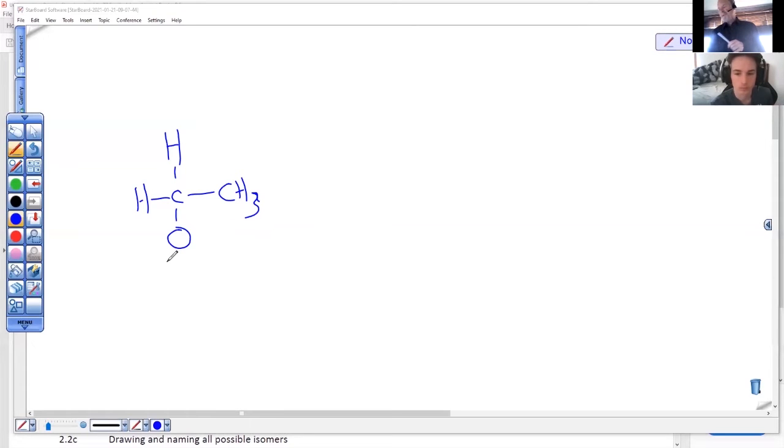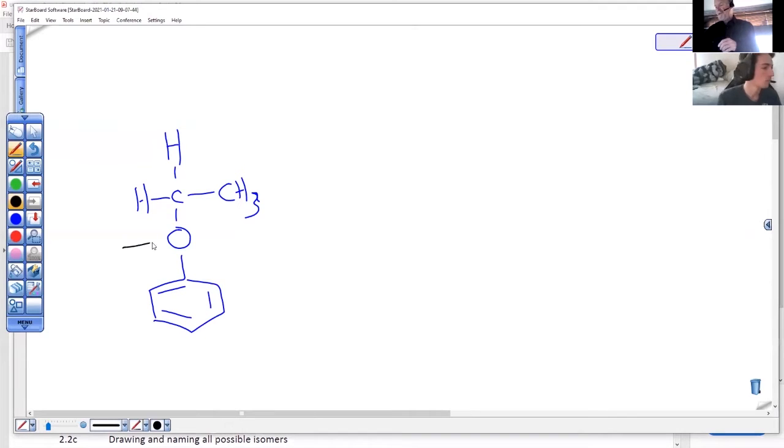because that will tell us where the H attached to it will show. A benzene or a phenyl group. Phenyl. Okay. That's basically an R group. And the important thing to notice here is that it is an ether linkage.